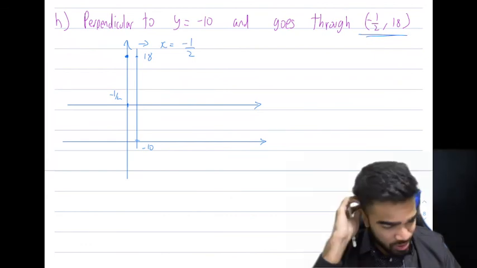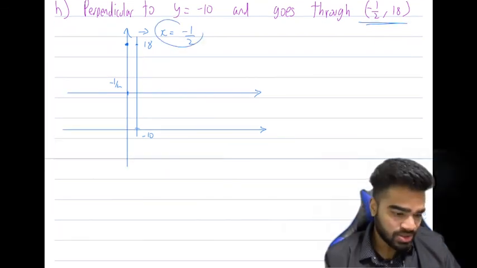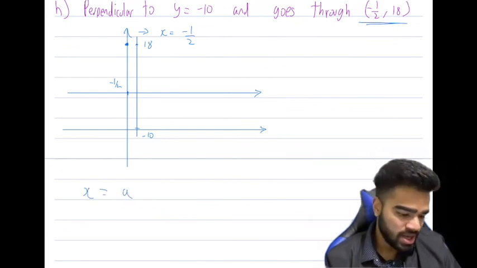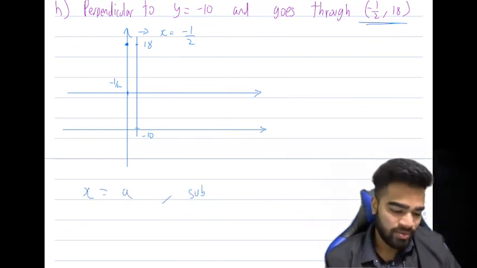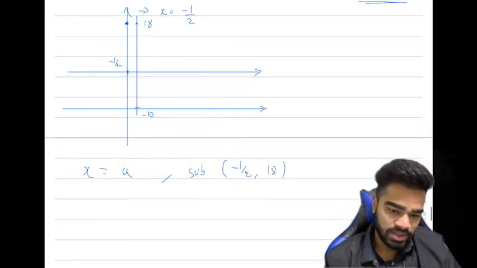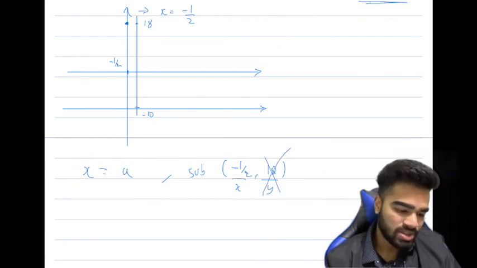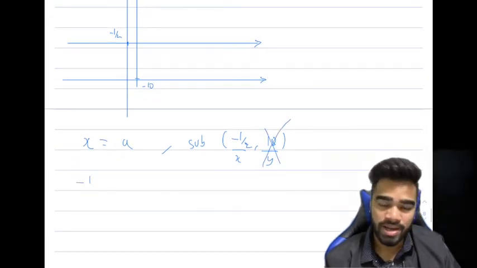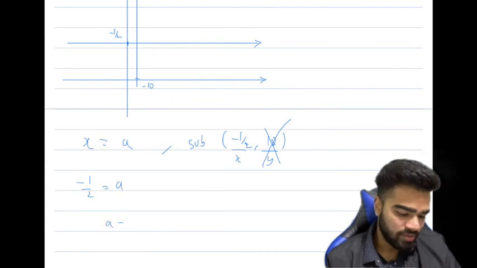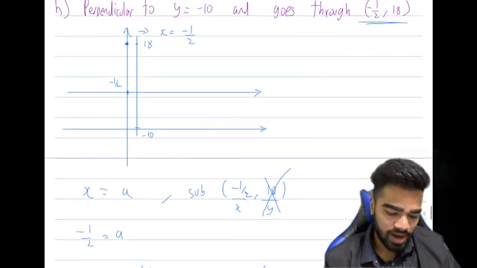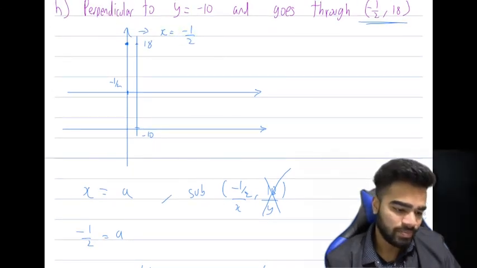All right. So x equals -½ is the answer, but of course, I'll show you the equation. X is equal to a. We made up the variable, and you sub in -½ and 18. So again, this is x, this is y. There's no y in this equation, so we don't need to sub in y at all. So then x is -½ is equal to a is -½, and then I can say x is equal to -½ is the answer. Of course, the same thing we got.